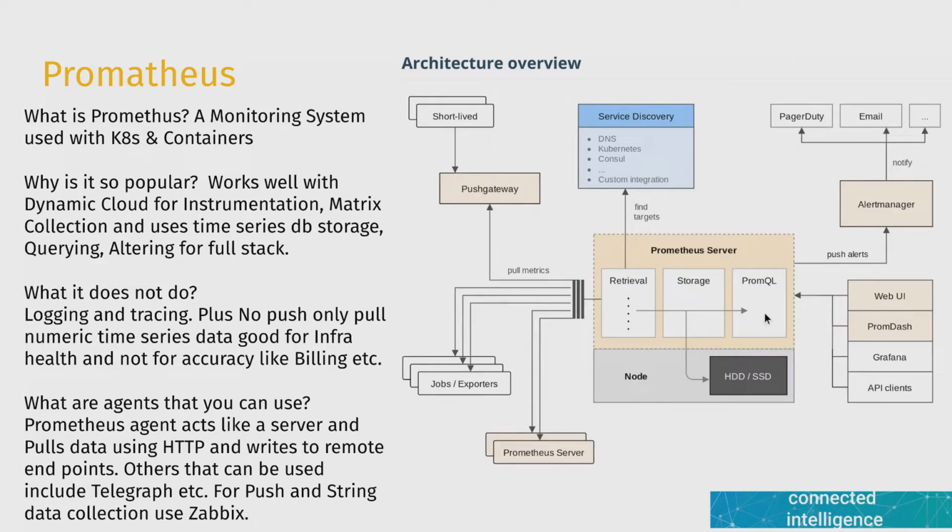In the future, Telegraf and other things will come into the picture, but that's how it works. So there are jobs and exporters, and the Prometheus server, which is exposing data to the UI. And here you can see the server, which has storage and PromQL.